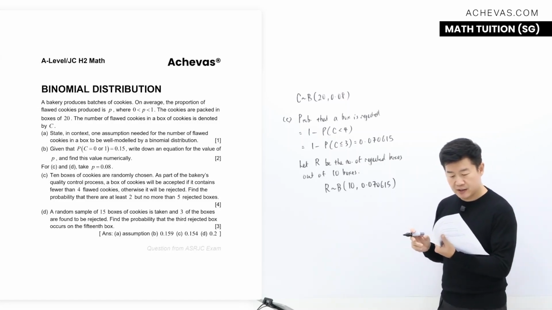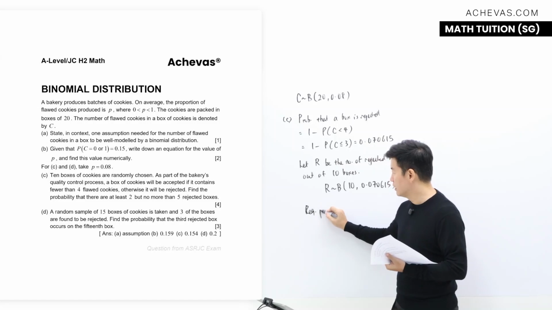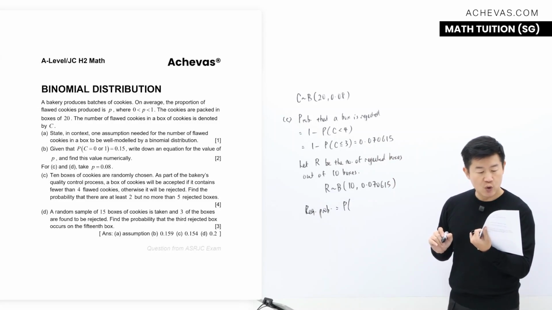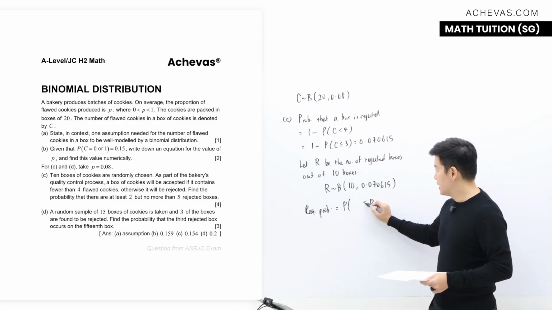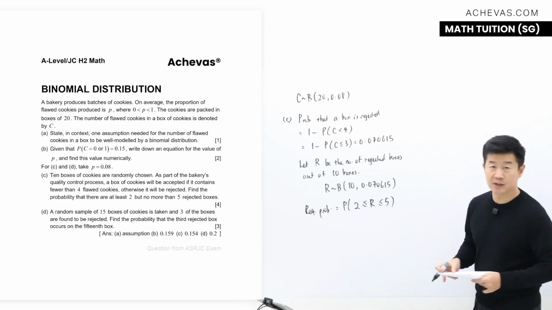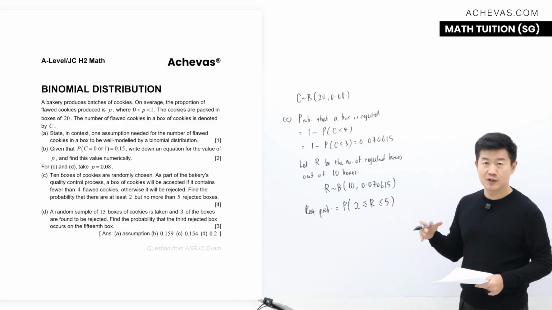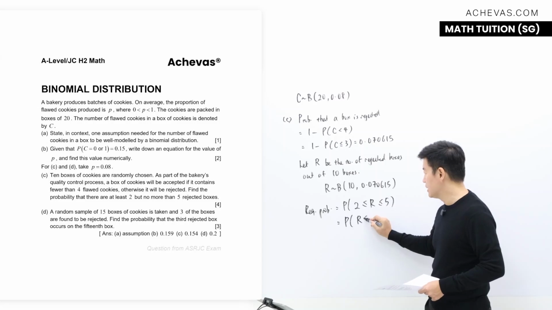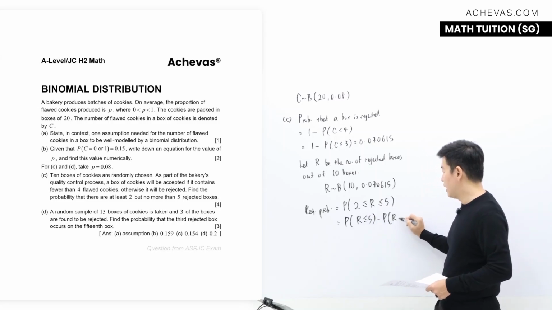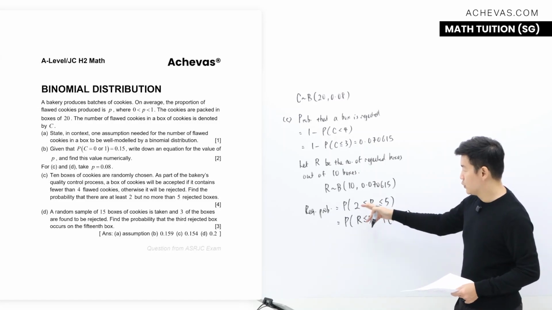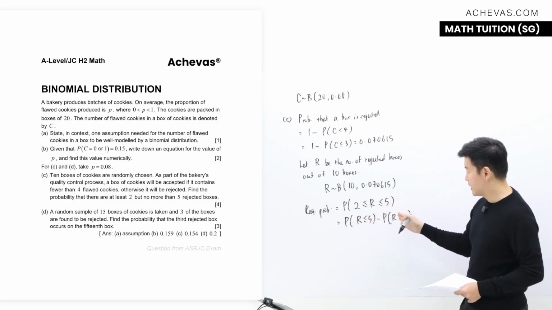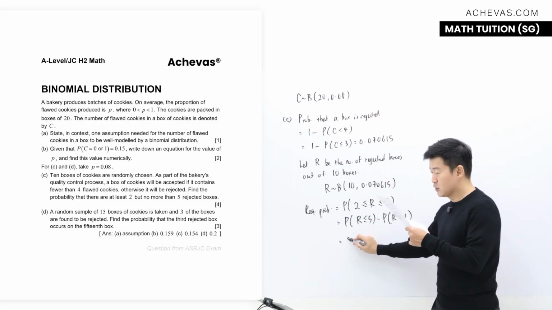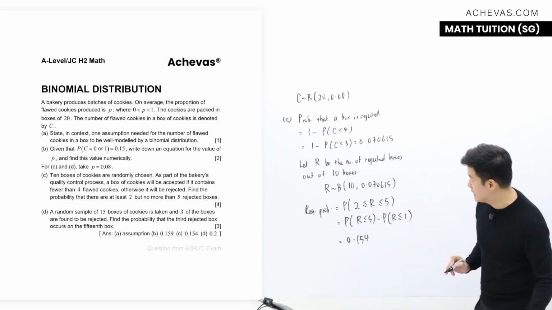And the question requires us to find the required probability, which will be the probability when there are at least 2 but no more than 5 rejected boxes. So R must be at least 2 but no more than 5 rejected boxes. And in order for us to calculate the probability of this using what we have on our graphing calculator, we're going to rewrite this as probability that R is less than or equal to 5 minus probability that R is less than or equal to 1. Then we will have 2, 3, 4, 5, which is what the question wants. And pressing this into our calculator, our answer here is going to be equal to 0.154 to 3 significant figures.